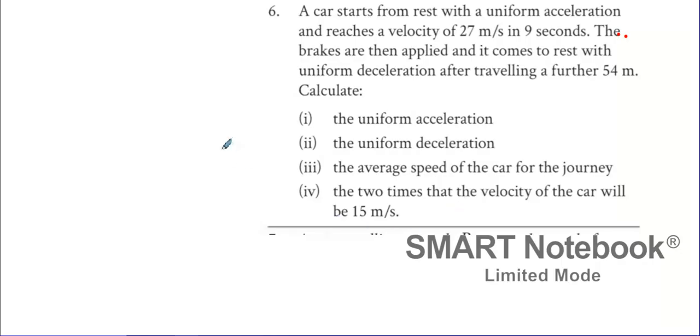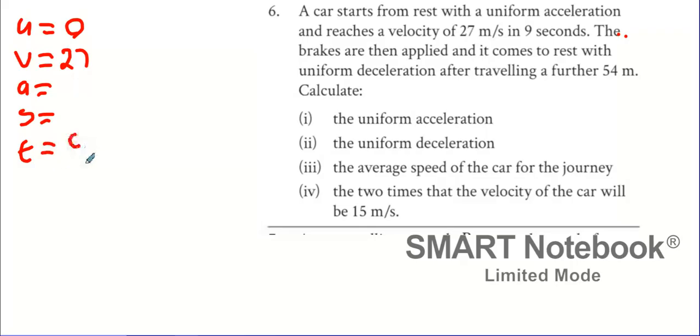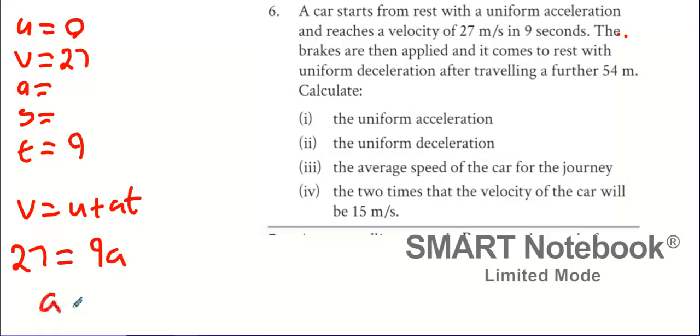Here's the current way you guys are thinking about doing it. UVAST, yeah? What's my U value at the beginning? My V? My A? We don't know. My S? We don't know. My T? 9. V equals U plus AT. 27 equals 9A. A equals 3 m/s².